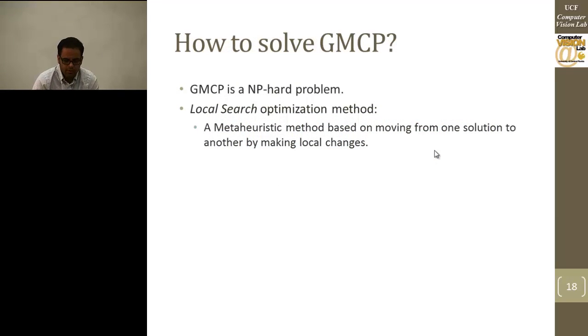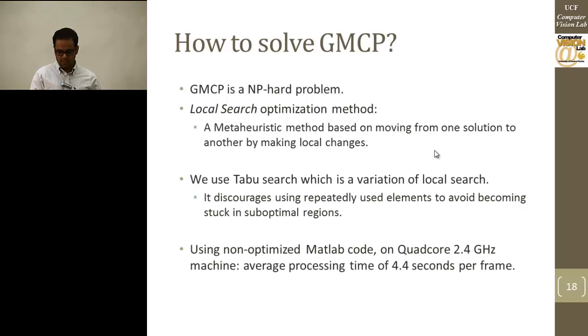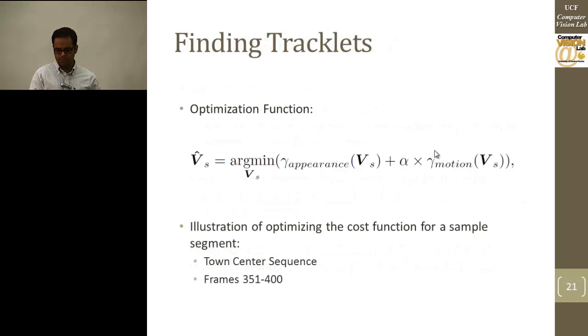So how to solve GMCP? We use local neighborhood search. It's a meta-heuristic method for solving combinatorial problems based on making local changes to one solution that we have, and it's an iterative process. So we use tabu search as a variation of local neighborhood search, but with the difference that it keeps track of the number of times each element is used, so it avoids getting stuck in suboptimal regions. On a quad-core 2.4 gigahertz, using non-optimized MATLAB code, we process one frame in almost 4 seconds. But with a proper, optimized implementation in C, probably we can process one frame in a fraction of a second, even real time. So here I show this process for a sample segment, 50 frames from the Town Center sequence.